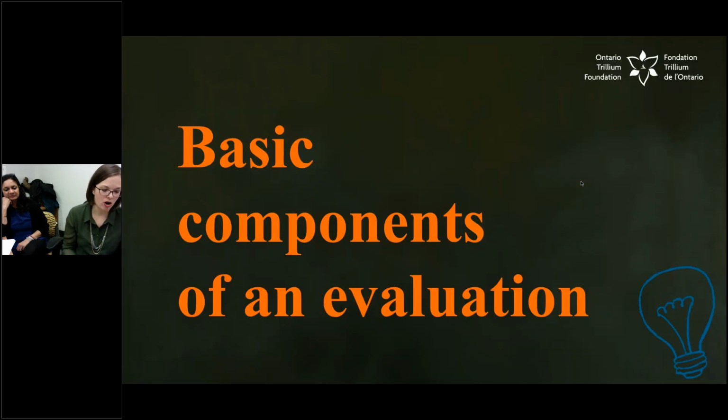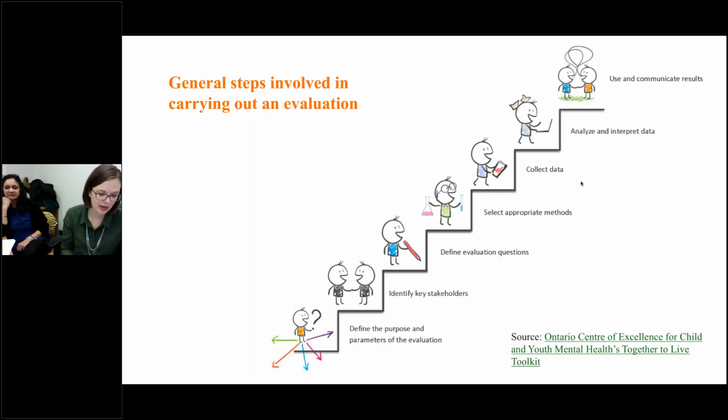So what are the basic components of an evaluation? So most evaluations follow the steps outlined in this cute little diagram. It may deviate from it, but generally what we see is that we first want to determine what and why you're evaluating. So you need to define the purpose and the parameters of evaluation. What's in scope, out of scope. Next, you need to figure out who's going to be involved. So who are your key stakeholders? And then one of the most critical steps is defining those evaluation questions.